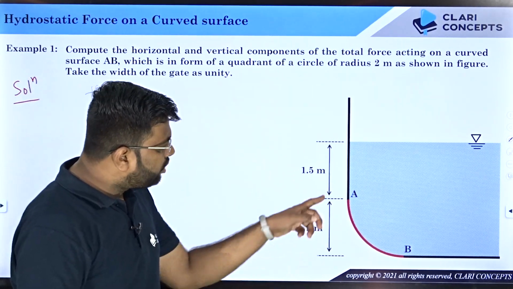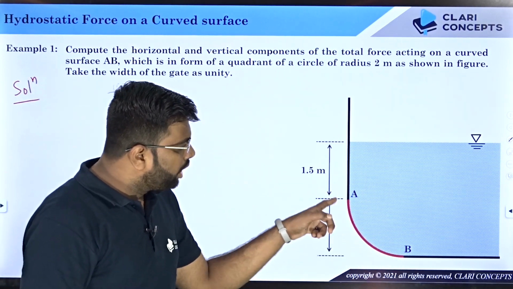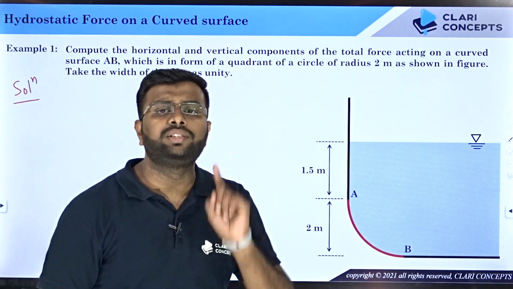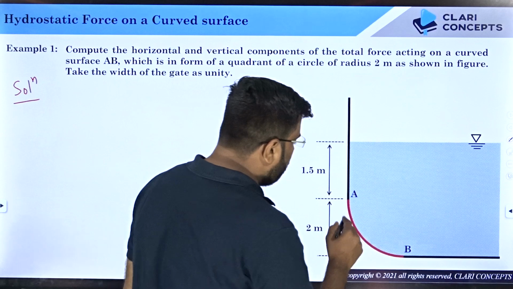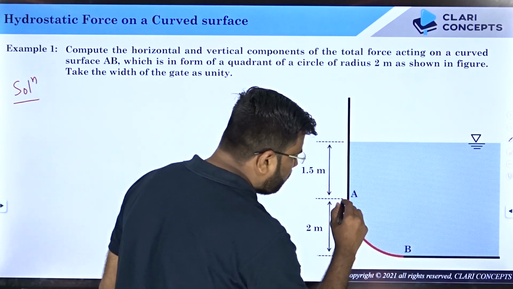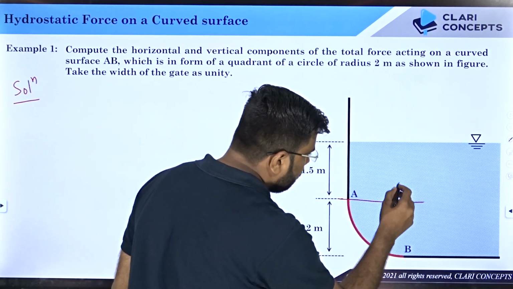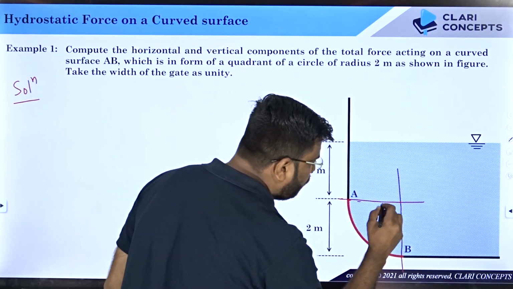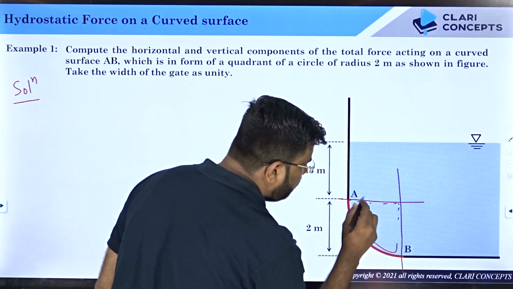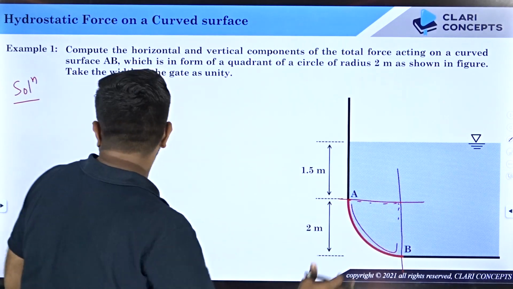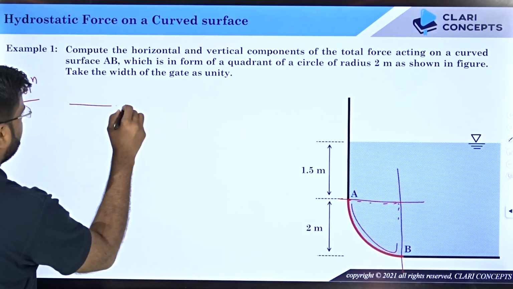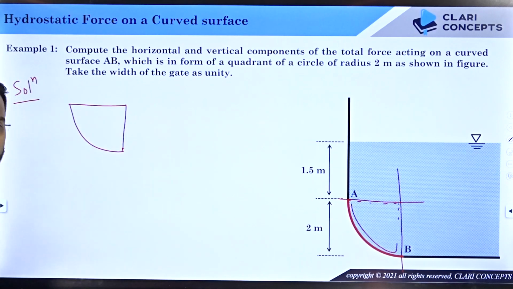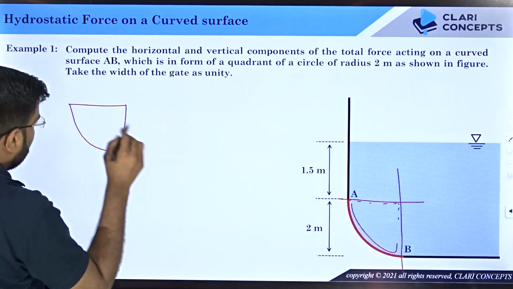Firstly, figure out which section you are aiming at. So I'm aiming at section AB and I want to know the force acting on this section AB. So what you will do is mark the endpoints, mark a horizontal line and a vertical line from the endpoints, and then figure out the pocket of fluid filled between these two planes as well as the curved surface. If you take this outside, you will see something like this. Very simple, isn't it?